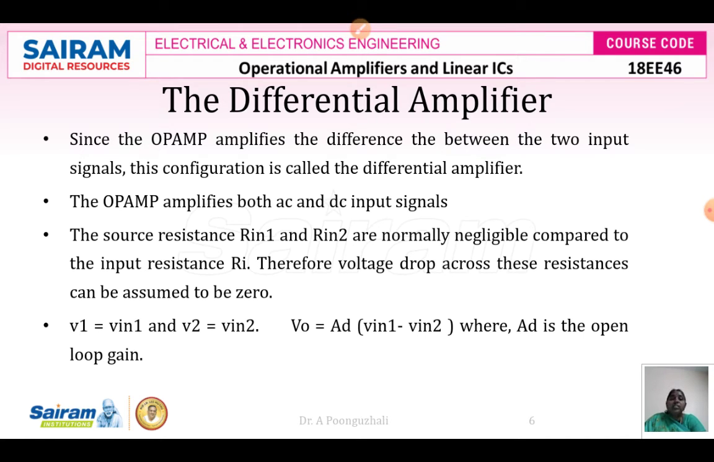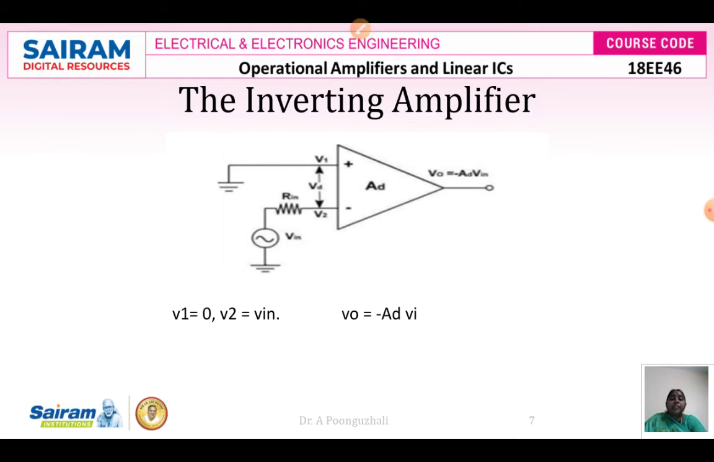The source resistance, as I said, is very small compared to your input resistance. As a result we neglect it, and we write V1 is equal to V in 1 and V2 is equal to V in 2. So V0 is nothing but AD into V in 1 minus V in 2, where AD is the open loop gain of your operational amplifier. Next we are going to see your inverting amplifier.